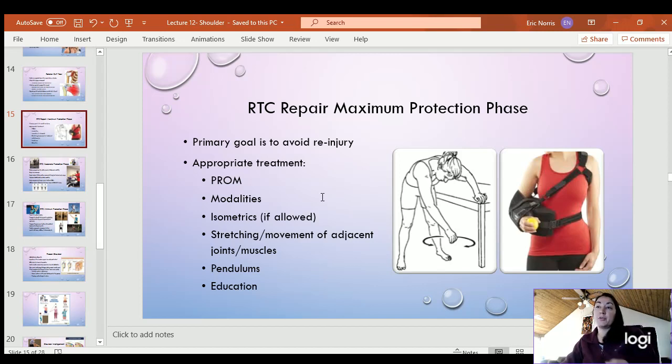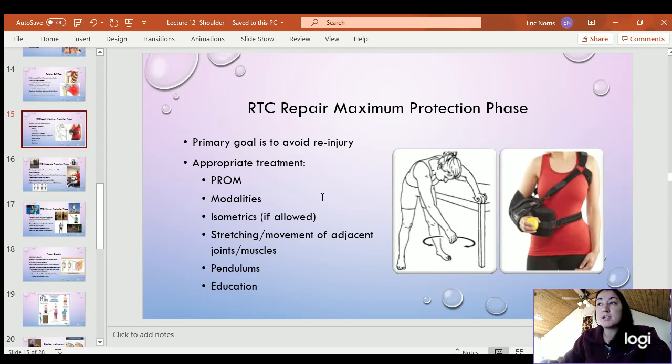So you're holding it in one position and you're just pushing in against your hand, pushing out against your hand. That would be your internal and external rotation. You could also go down, that's kind of shoulder extension, and up, shoulder flexion. So that's kind of your shoulder four-way. Isometrics, you just move your hand based on which portion you're pushing into. Stretching or movement of adjacent joints and muscles.